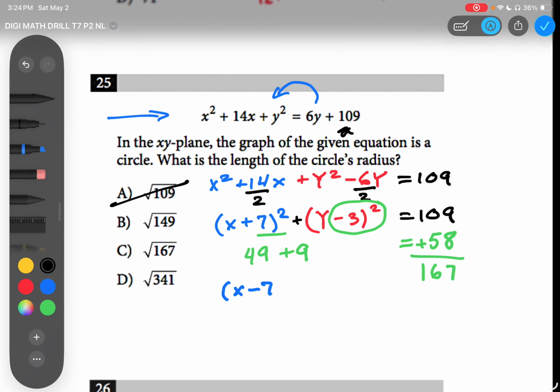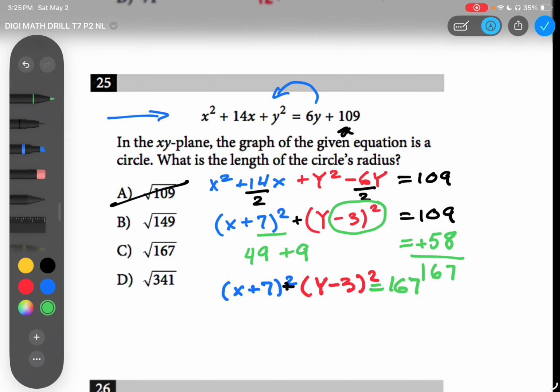So your circle formula looks like this: x plus 7 squared plus y minus 3 squared equals 167. All right, so it's x plus 7 squared plus y minus 3 squared equals 167. Apologize for the lag, but that's technology. That is the formula of the circle.